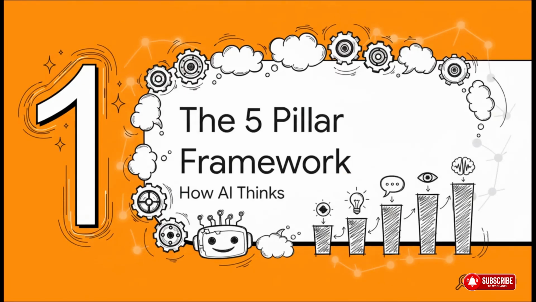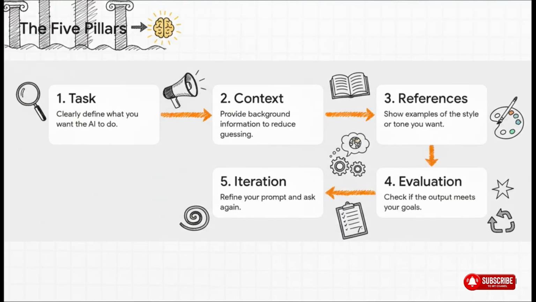So Google's entire training is built on this really simple but honestly powerful idea. To get amazing results from an AI, you have to learn to speak its language. And that all comes down to 5 key concepts that help you structure your thinking. And here they are: task, context, references, evaluation, and iteration. Now, don't just think of this as a list. It's a framework. It's a process that you can use over and over again to craft the perfect prompt.